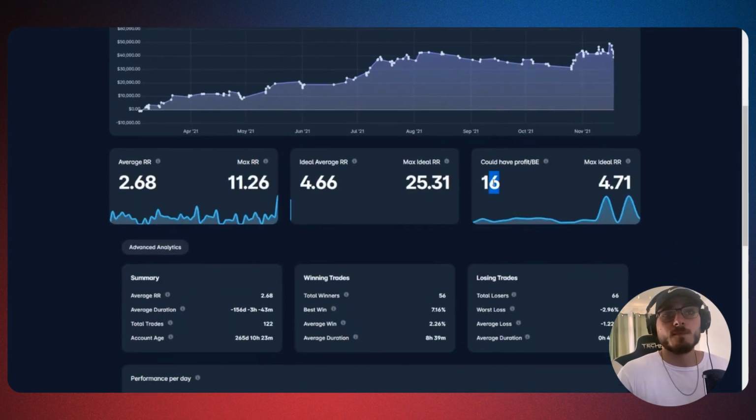For example, I had 16 trades here that could have been profit or break even. And this is based off of 1.5 risk to reward. So if it hits 1.5 risk to reward and it goes back to break even, it goes back down into a loss, well, these tell me that it could have been a break even or it could have been a profit. And you can see it right here.